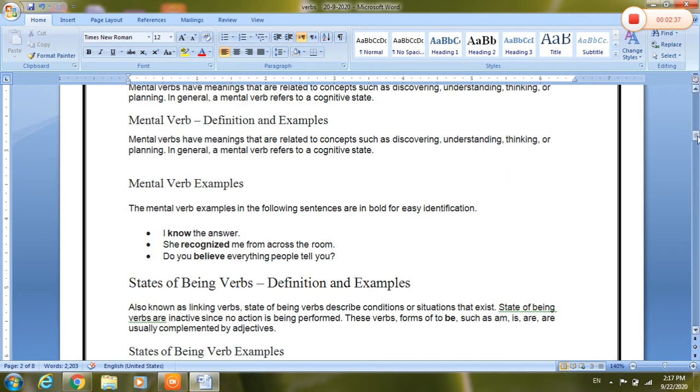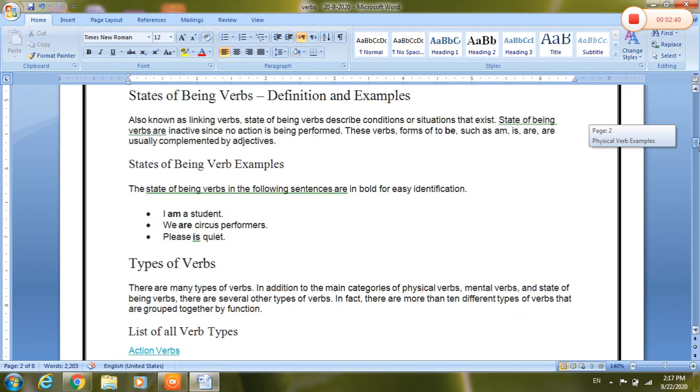We have another kind of verbs which we call states of being verbs. It's also known as linking verbs, especially the forms of the verb to be: am, is, are. Just like when I say, I am a student, we are circus performers. Am and are here are states of being verbs, okay?